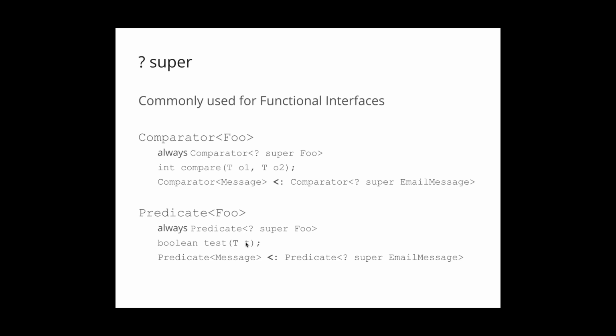And that's the same story. The Predicate contains only one single abstract method called test, which can only be used contravariantly. The type parameter T here appears as an argument. So if a type parameter only appears as an argument, that's when the interface can be used contravariantly. So you'll see question mark super sprinkled all over the place in the Java 8 API.